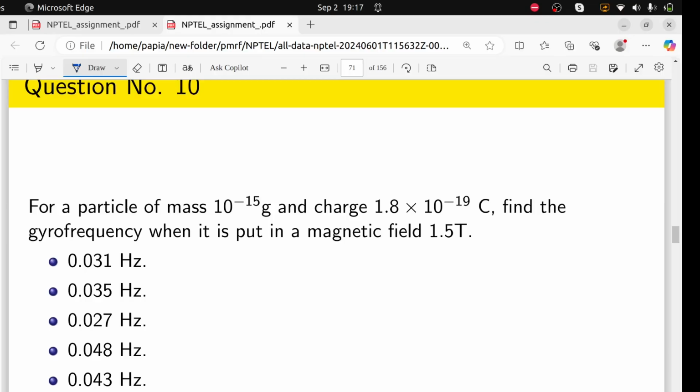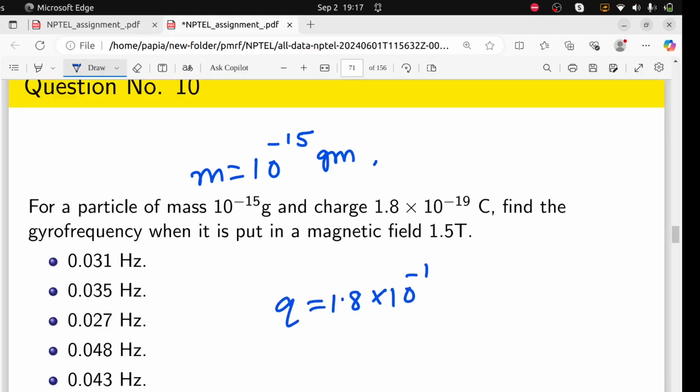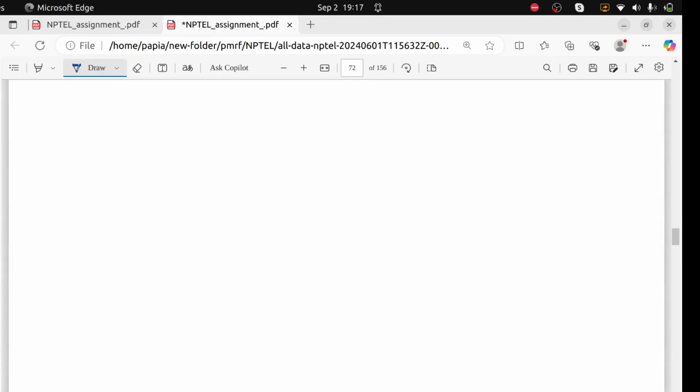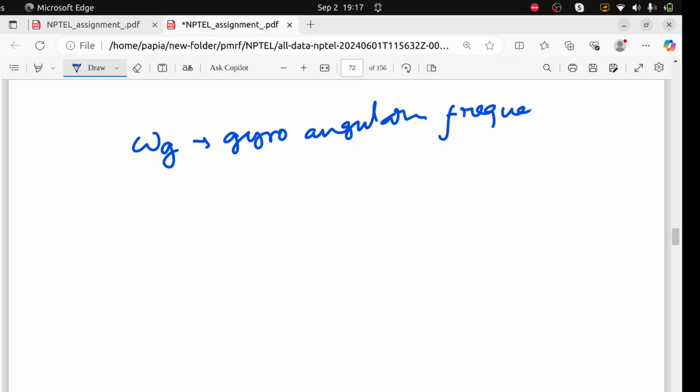So for a particle, mass m is given 10 to the power minus 15 gram. q is given 1.8 into 10 to the power minus 19 coulomb. B is given 1.5 Tesla. Again you can see that they are asking the gyro frequency and it is given in hertz. So omega g, gyro angular frequency, this is qB by m.